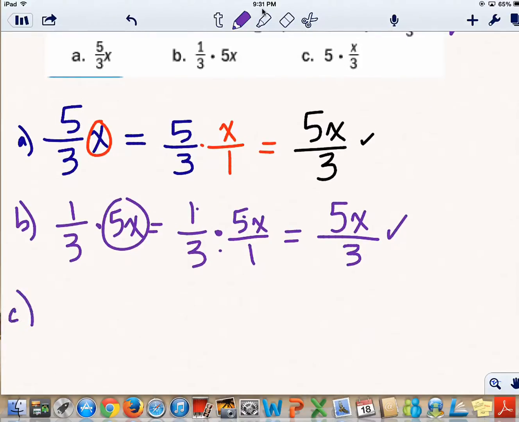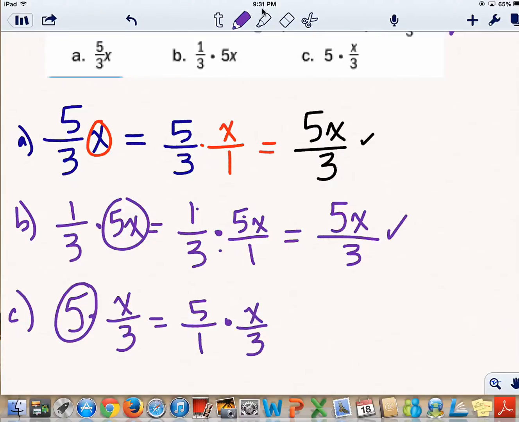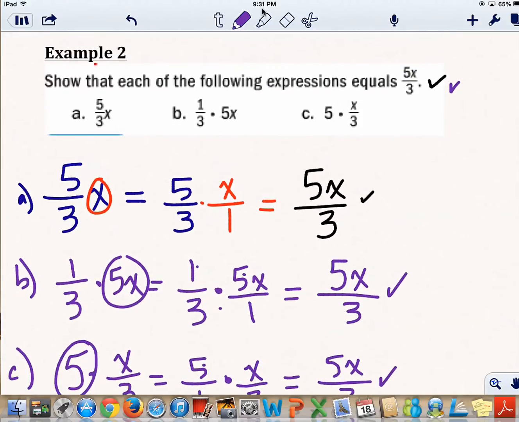Okay, let's try the last one. 5 times x divided by 3. So just as before, we can write 5 as 5 divided by 1, and then we can take that times x divided by 3. And this time, we multiply across, we get 5 times x is 5x, and in the denominator 1 times 3 is 3. So each time we were getting 5x divided by 3. So notice these are 3 ways to write the same thing. So with algebraic fractions, let's just review our rules. We multiply the numerators together and the denominators together, and we can combine it into one fraction.